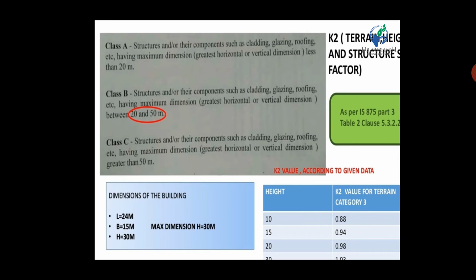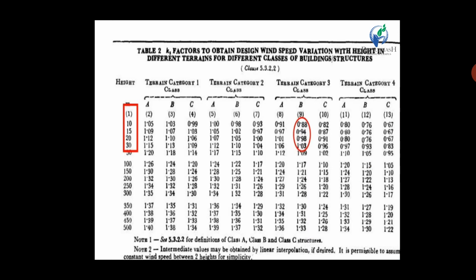According to that, our category is 3. So K2 will be calculated according to height. For 10 meter it should be 0.88, for 15 meter 0.94, 20 meter 0.98 and 30 meter 1.02. So you can see the value of K2 is given in table number 2, clause number 5.3.2.